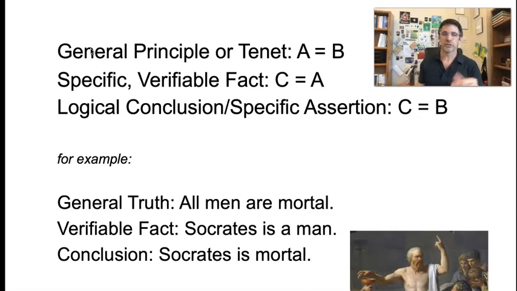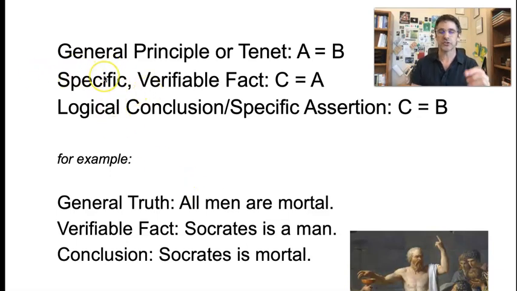So in this case, this example down at the bottom is from Aristotle, when he created the concept of the syllogism, and the example he gives us is from the philosopher Socrates. Aristotle says, general held truth, all men are mortal. All people will eventually die.